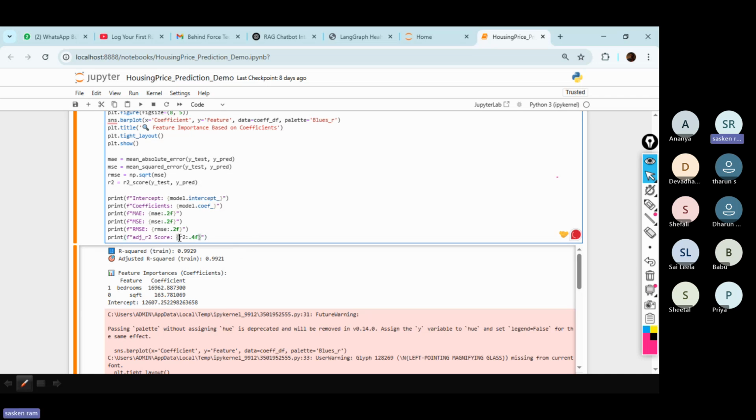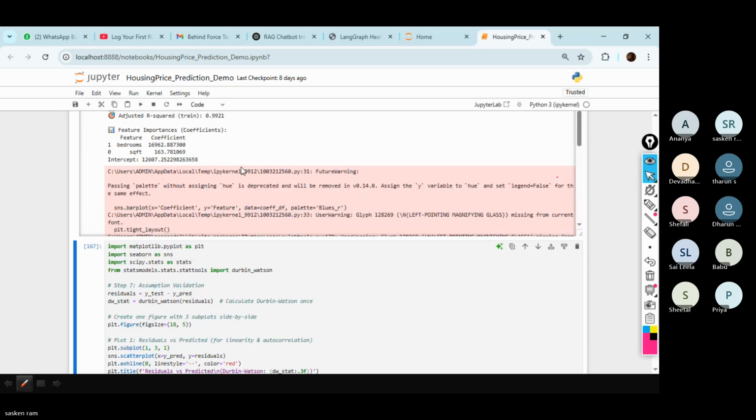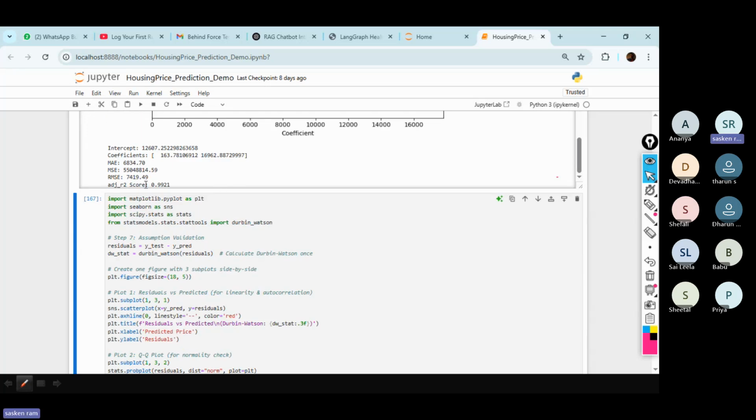Sorry, here I should mention adjusted R2. If I scroll down, yes, adjusted R squared is also 0.9921. If you want R squared also, you can mention it. Since it's a multiple linear regression, adjusted R squared is the one that will give you the correct picture, okay? 0.9921, which is closer to 1. But guys, remember very well, in the real world scenario, you will not get 0.99. It will be somewhat 0.92, 0.93, you will get that, okay?